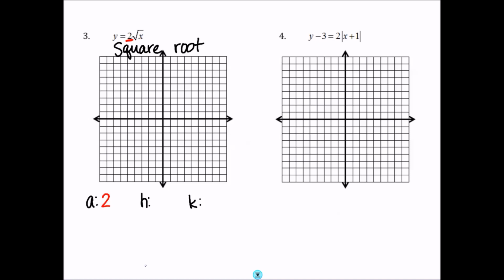h is the number inside the square root with x. Since there's no number being added or subtracted to x, h is going to be 0, which means we will not move the graph horizontally. So this has no effect. And k is the number that would be added out here at the end of the function or on the left side of the function with y, which again will be 0 because there are no numbers there.